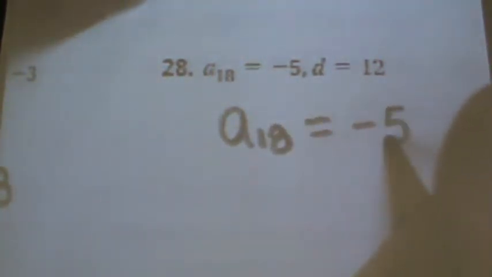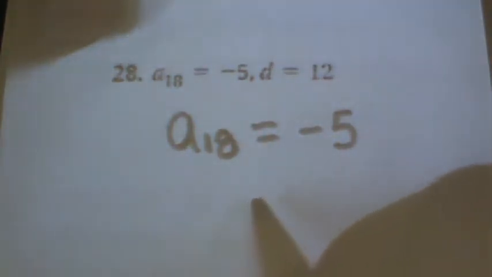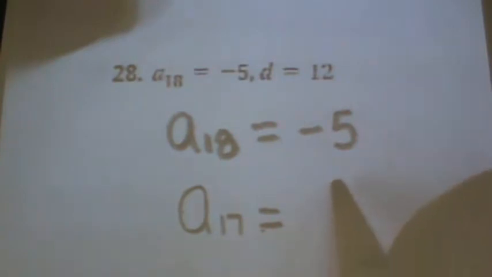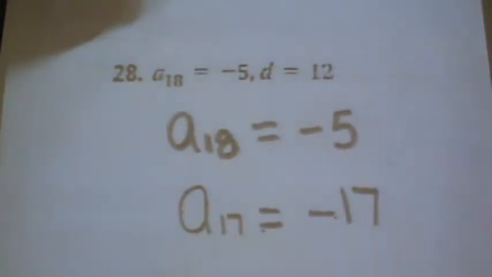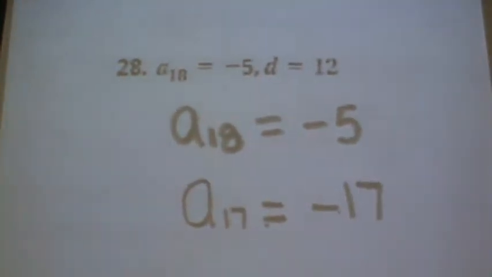And 28, if you know the 18th term is negative 5, to find the 19th term, we would add 12. But how would you go backwards? Subtract 12. So the 17th term would be, anyone? Negative 17. Now think about it. If you took this number and added 12, do you get negative 5? Yes, you do.